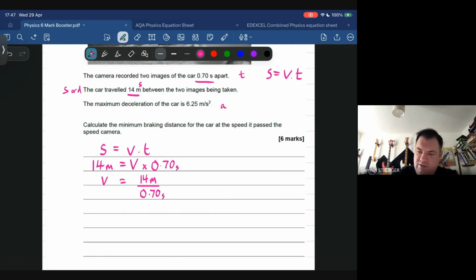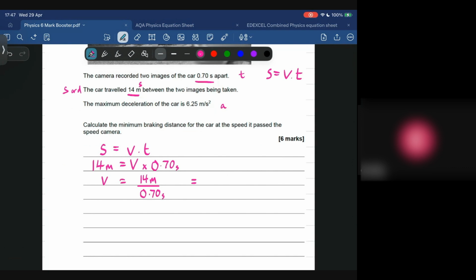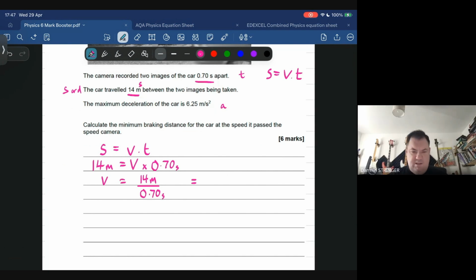I don't know why, but that looks like it'll work out quite nice. Connor, what have we got for that? 20. 20, yep, I got 20 as well.